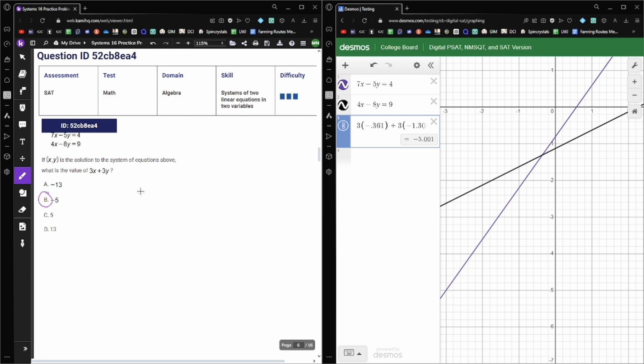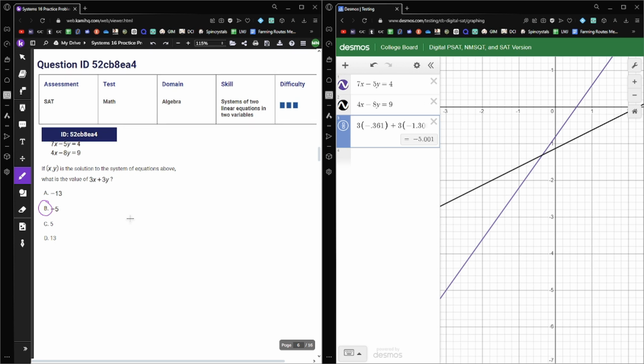Now technically, if you did this by hand, it would be faster, but the whole point is to do everything on Desmos. But if you want to see how to do it by hand, you can always look at the answer key. Oops, sorry, I just realized I said 5. I meant negative 5, alright? Negative 5. B, negative 5.